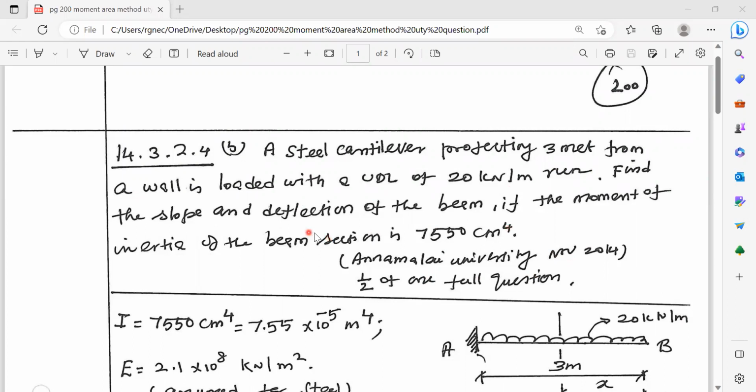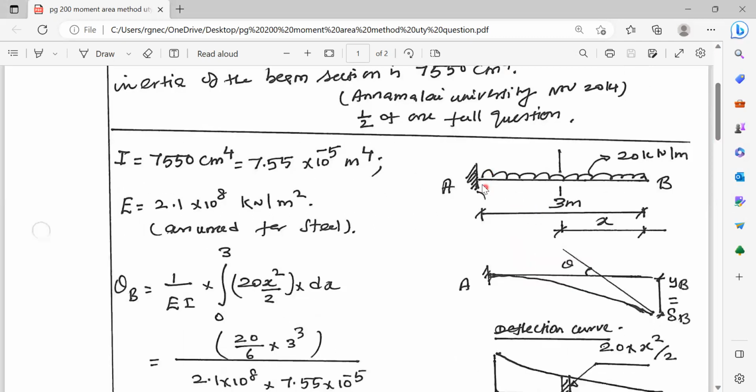We have to calculate the slope and deflection of the beam, and the moment of inertia is given for the beam section. This is the cantilever beam. The span is 3 meters. The loading is 20 kilonewton per meter. Moment of inertia is given. I is equal to 7550 centimeter power 4.